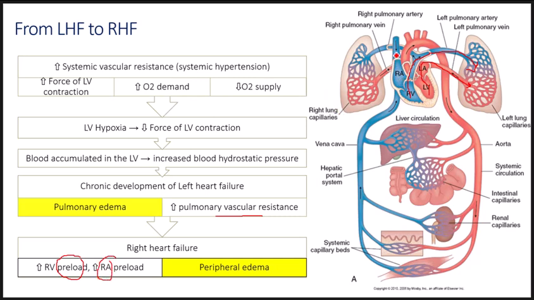It's going to back up into the superior and inferior vena cava, leading to all of that peripheral edema that we spoke about earlier. So everything that I spoke about with right heart failure now, you could put into this flow chart in order to help you understand the relationship between the two. When the left heart fails, it can eventually lead to failure of the right side of the heart.